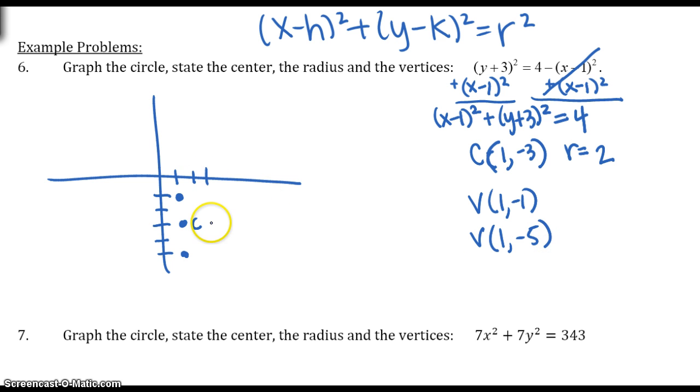I would like you to go right and plot a dot. So that's another vertice, which is 3, negative 3. And I would like you to go left and plot a dot. That's another vertice, which is negative 1, negative 3.